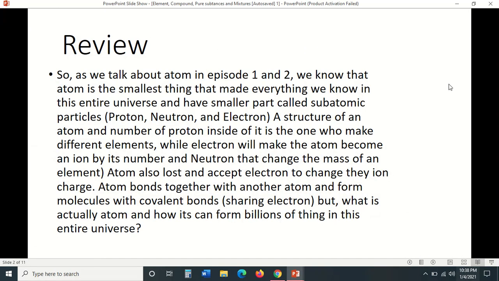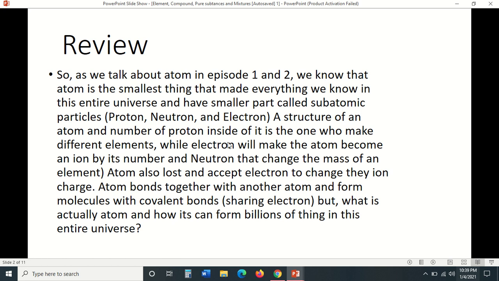So first we will review what we talked about regarding the atom in episode 1 and episode 2. We know that an atom is the smallest thing that makes up everything we know in this entire universe, and it has smaller parts called subatomic particles. They are proton, neutron, and electron. The structure of an atom and the number of protons inside it is what makes different elements.